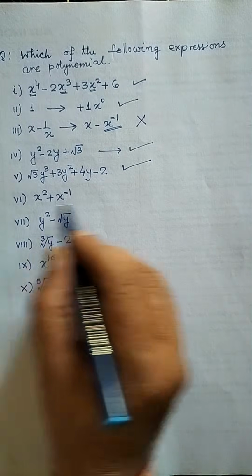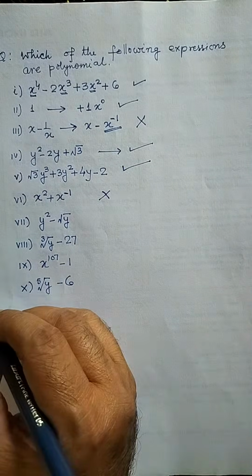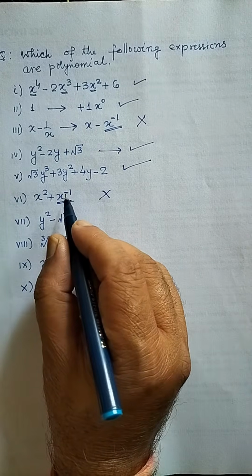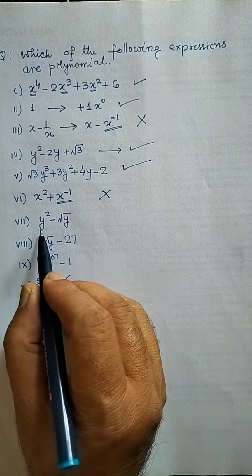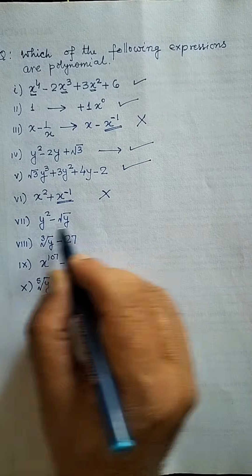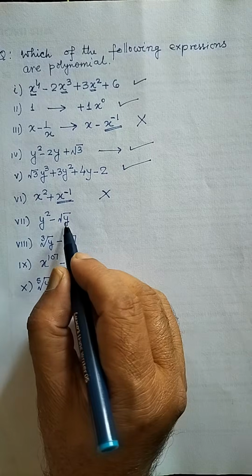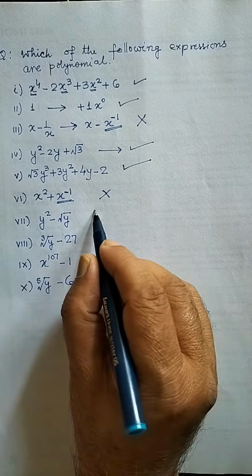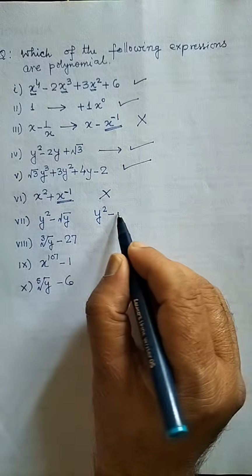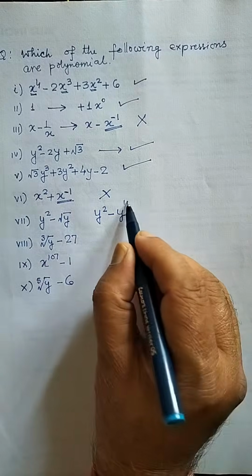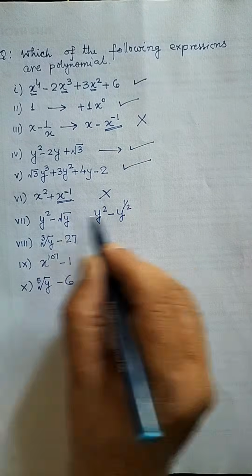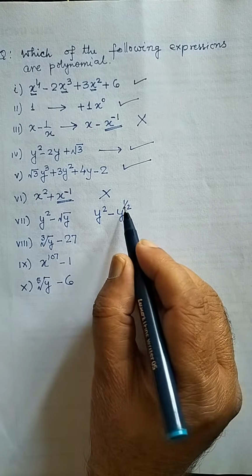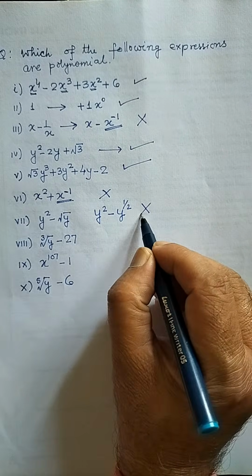What about this? Not a polynomial. No, this is not a polynomial because in this term the variable is having power of minus 1. That's negative power. Now in this case, this is y square minus under root of y. What about this under root of y? Because this can be written as y square minus y raised to the power of half. Under root, we can write it as 1 by 2. So here we are having a fractional power. So this is not a polynomial.